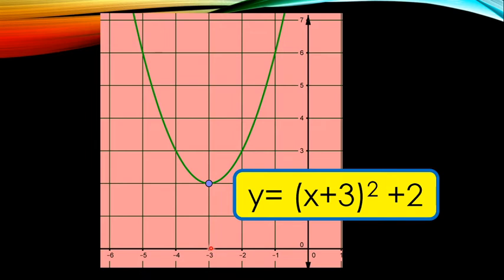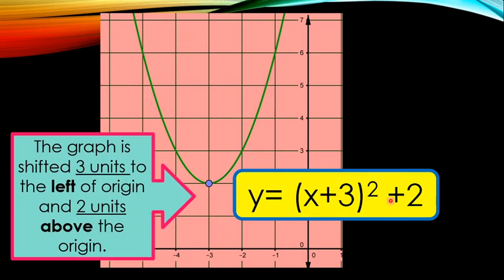Next, after going to the left of the origin, how many units does the graph shift above? That is the value of k, which is 2. From here, count 2: 1, 2. So, we have here this point. This is our graph, and it turns here at (-3, 2), then goes up. So, here is the graph of (x + 3) squared + 2. The graph here is shifted 3 units to the left of the origin and 2 units above the origin. So, we have here two directions, left and above.